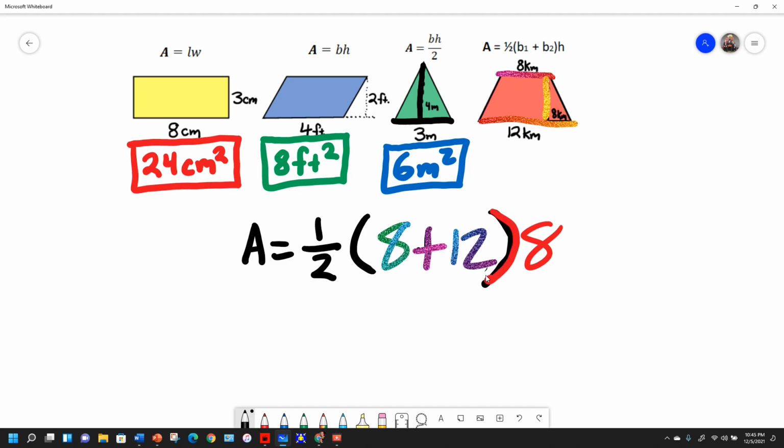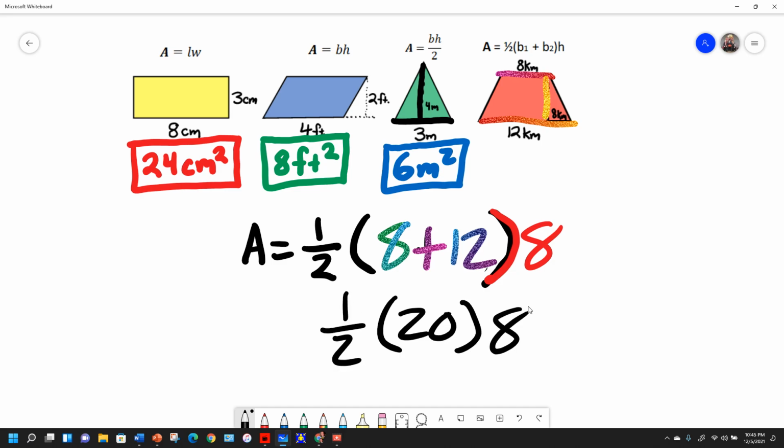Okay, and then we just do the order of operations. What do we do first? Well, we add the 8 and the 12. And we know that 8 and 12 is 20. So now we have 1/2 of 20 times 8. So 1/2 of 20 is 10, and then 10 times 8 is 80.